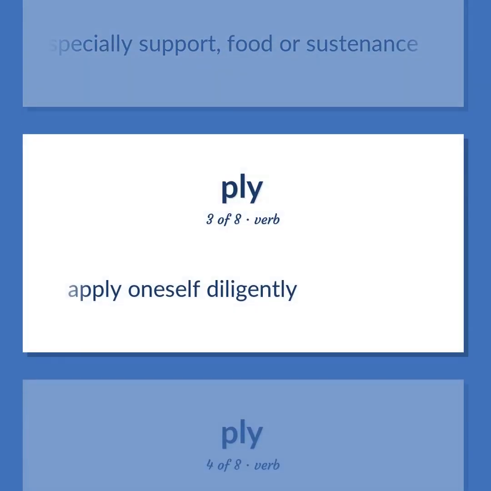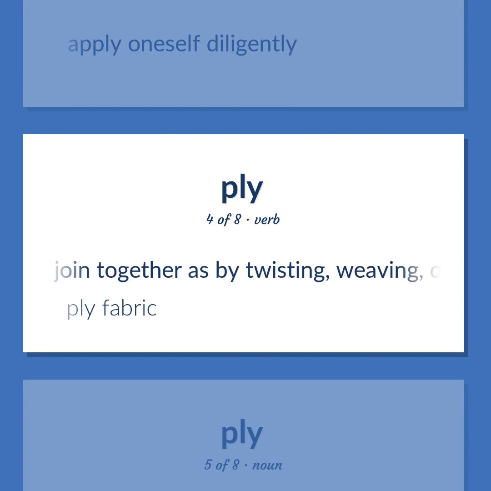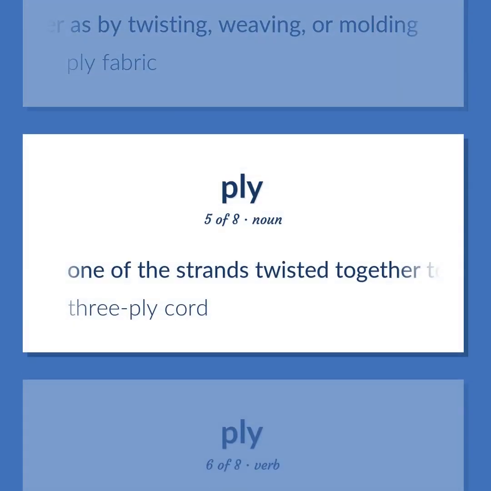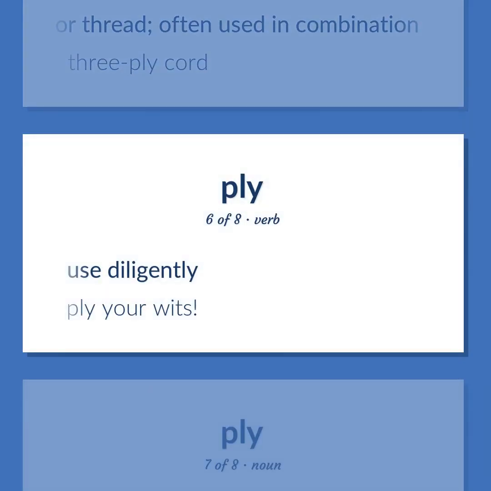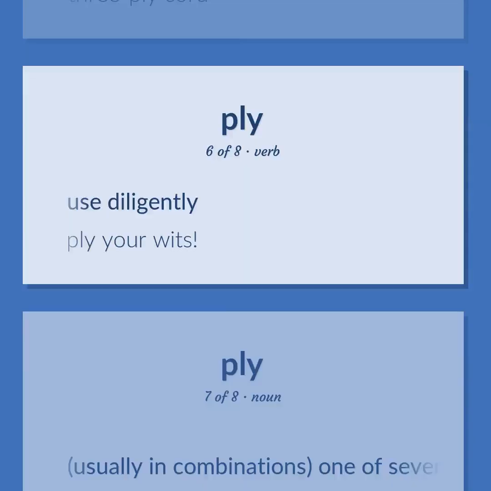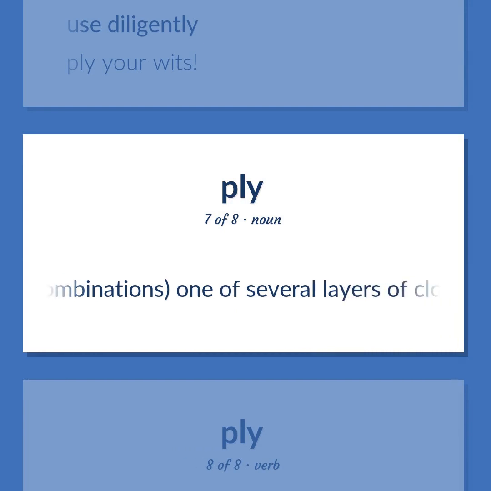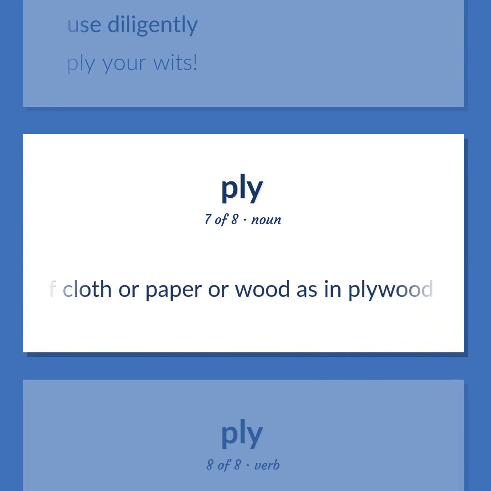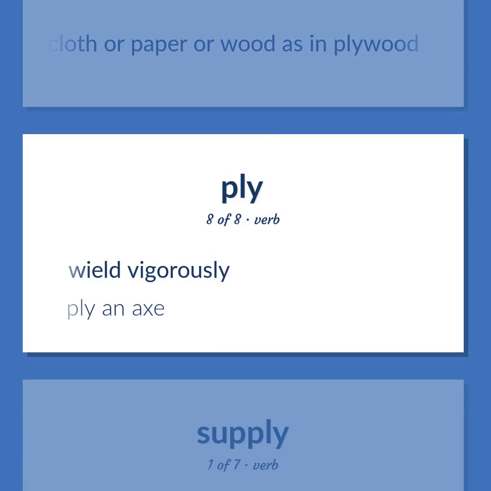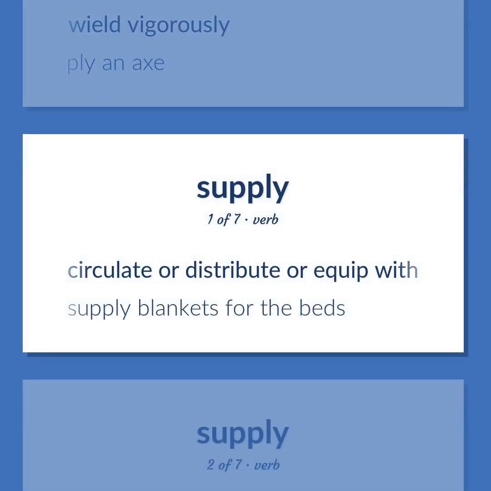Apply oneself diligently. Join together as by twisting, weaving, or molding. Ply fabric. One of the strands twisted together to make yarn or rope or thread, often used in combination. 3-ply cord. Use diligently. Ply your wits. Usually in combinations, one of several layers of cloth or paper or wood as in plywood. Wield vigorously. Ply an axe. Circulate or distribute or equip with. Supply blankets for the beds.